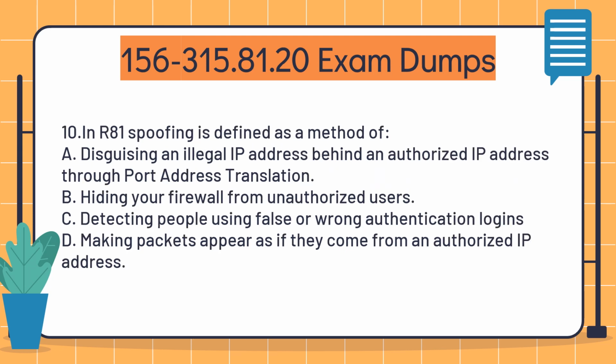10. In R81, spoofing is defined as a method of: A. Disguising an illegal IP address behind an authorized IP address through port address translation. B. Hiding your firewall from unauthorized users. C. Detecting people using false or wrong authentication logins. D. Making packets appear as if they come from an authorized IP address.